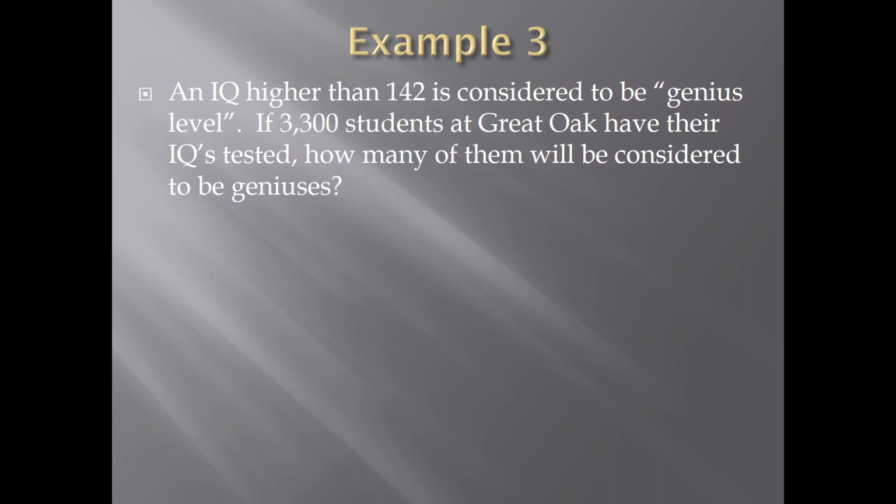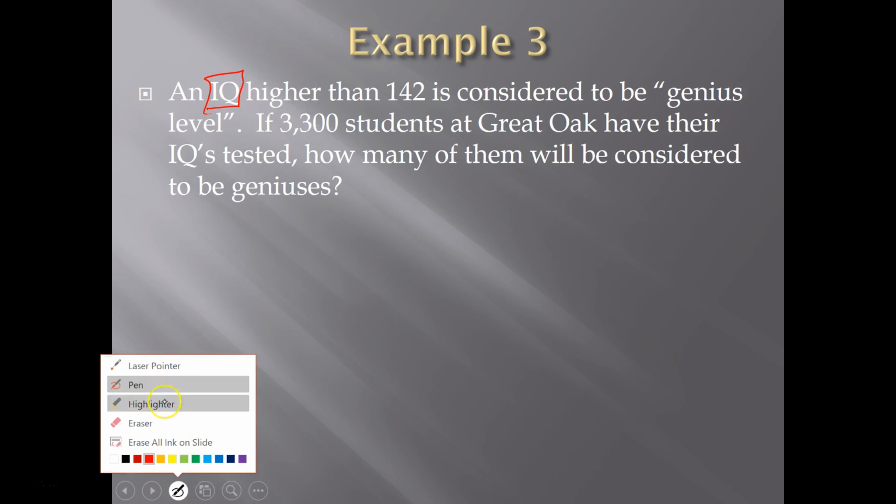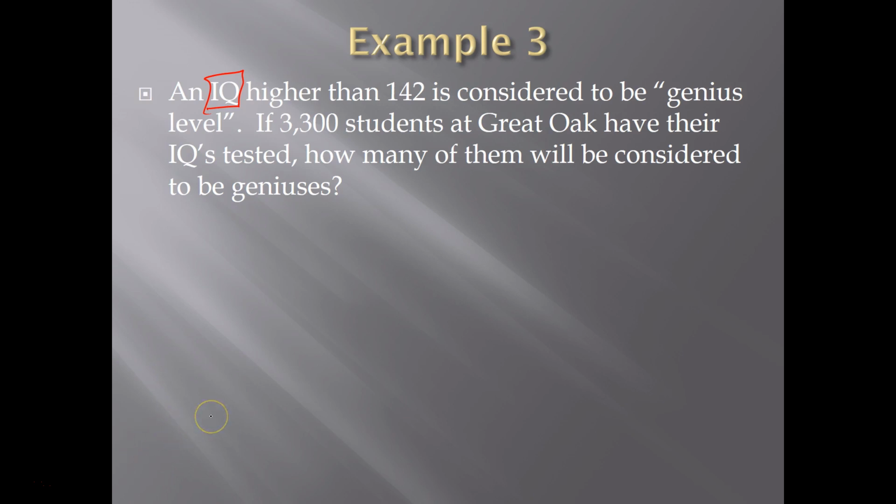All right? So 3,300 students at Great Oak have their IQs tested. How many of them will be considered to be geniuses? All right. So we know because it's an IQ test that this is a normal distribution. So anytime you have a normal distribution, it might already be drawn for you. It might not be. In this case, it's not. What you should always start these problems with is a bell curve. So draw yourself a bell curve. That's kind of an ugly one, right? But we get the point.